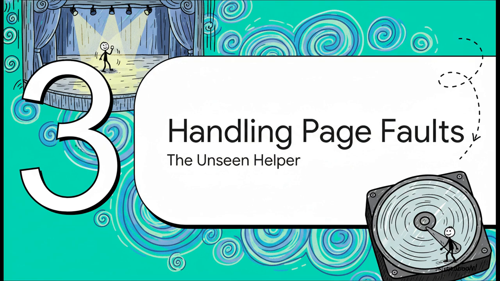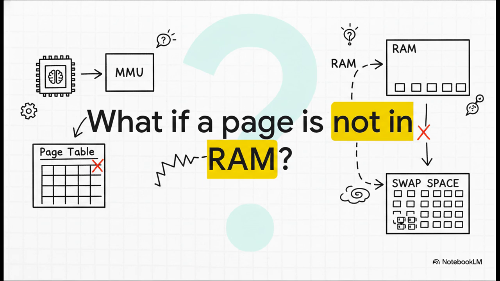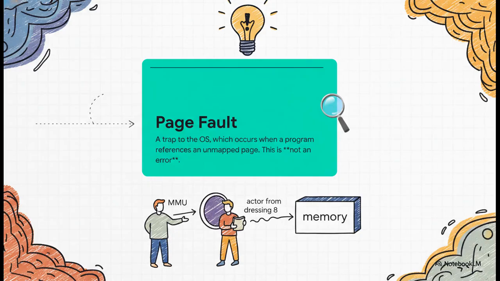Okay, that's all fine and good if the page you need is already on stage. But what happens if the program needs an actor who's still backstage waiting on the hard disk? This is the critical moment, right? The MMU goes to look in its page table and the table says, nope, that page isn't in RAM right now. What happens then? This triggers something called a page fault. And please, the most important thing to know is that this is not an error. Don't let the name fool you. It's a totally normal, expected part of the system. Think of it as the stage manager whispering into a headset, hey, we need the actor from dressing room B. Go get him. The MMU basically raises a flag and hands control over to the operating system.